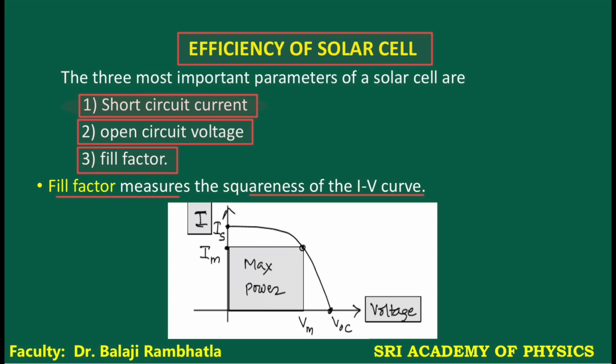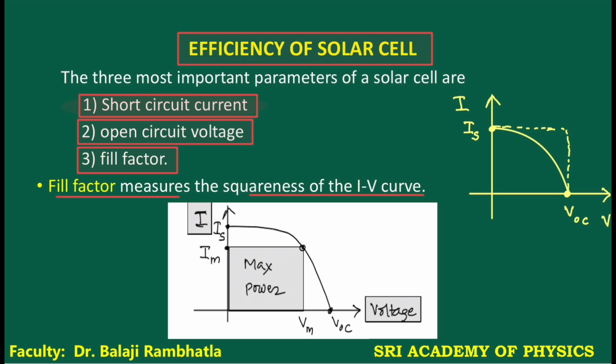Suppose we draw a graph. This is the current and this is the voltage. The graph appears like this. At this point the current is equal to 0. When the current is 0, the voltage is called the open circuit voltage. And here the voltage is 0, and the current is called the short circuit current.